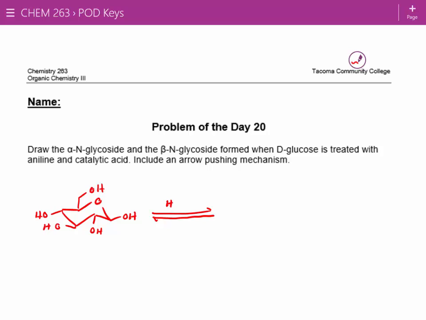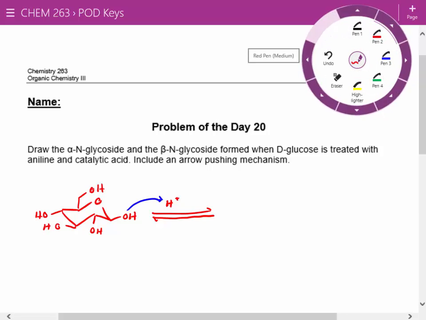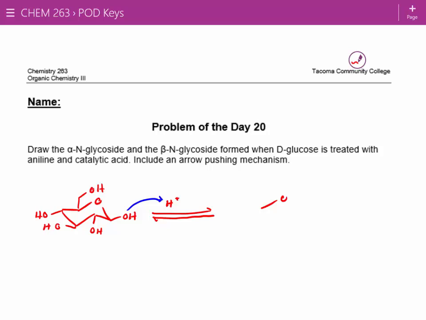Protonation. So I'll just write H+. So we can protonate this alcohol. So now we've converted that into a good leaving group.